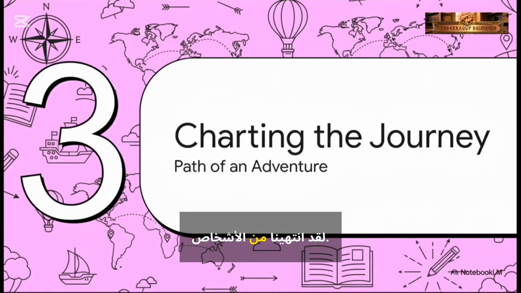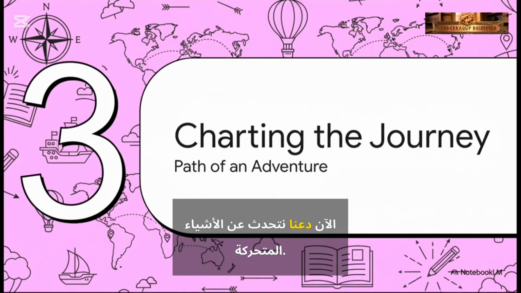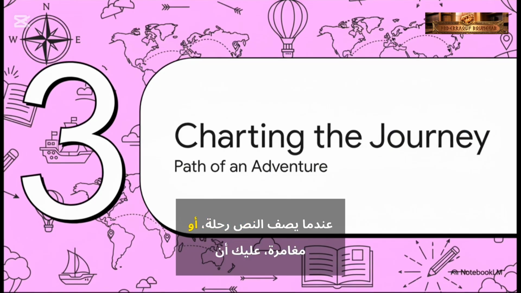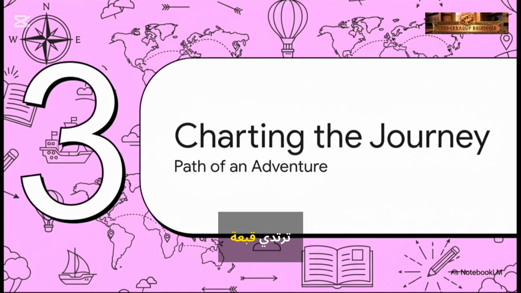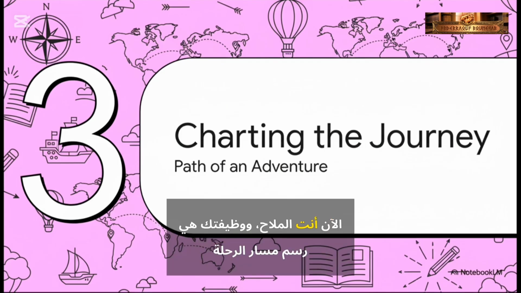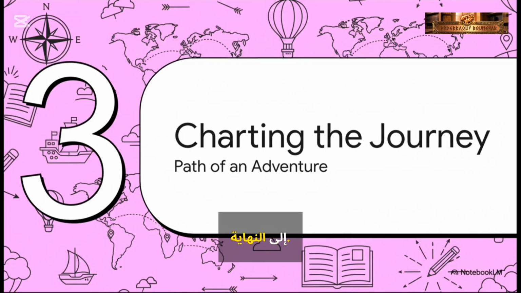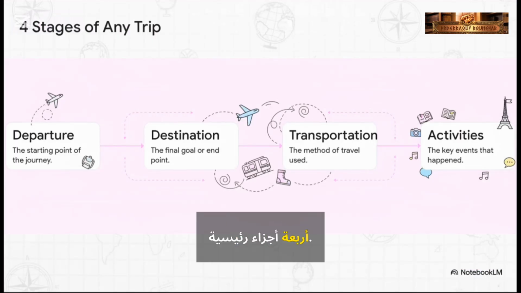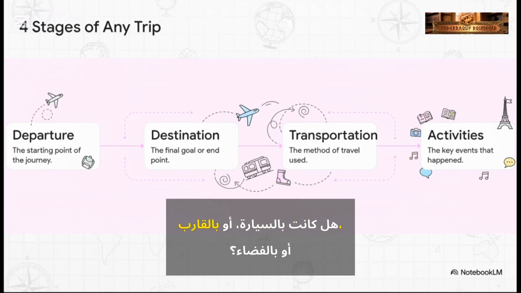All right, we've done people, we've done places. Now let's talk about things that are on the move. When a text is describing a trip, a voyage, or an adventure, you got to put on a new hat. Now you're the navigator, and your job is to chart the course from the beginning to the end. You know, pretty much any journey, big or small, can be broken down into 4 key parts. First, where did it start? That's the departure point. Second, where was it going? That's the destination. Third, how did they get there? Was it by car, by boat, by spaceship?